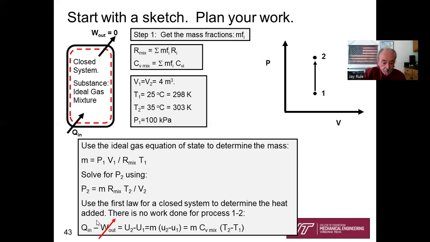First law, Qn minus W out, that's 0. So capital U2 minus capital U1 equals M, little u2 minus u1. Okay, that's going to equal M times CV delta T. I need CV mix. You can write all this stuff down before you put pencil to paper and with your calculator. Write these down to gain partial credit.